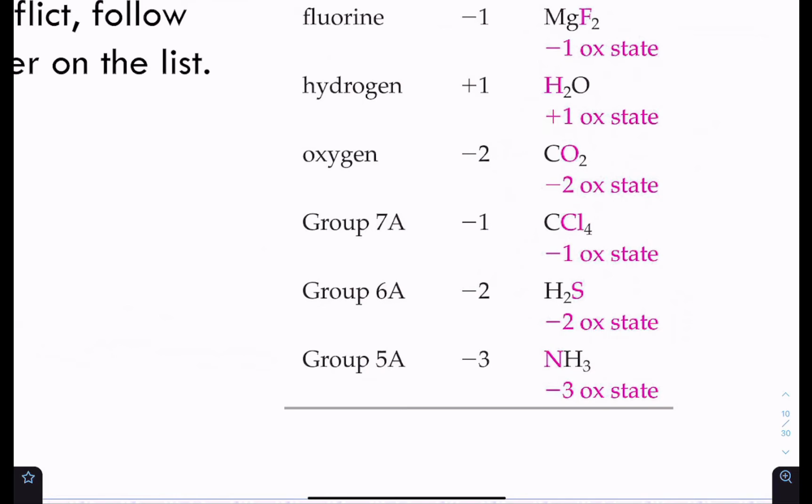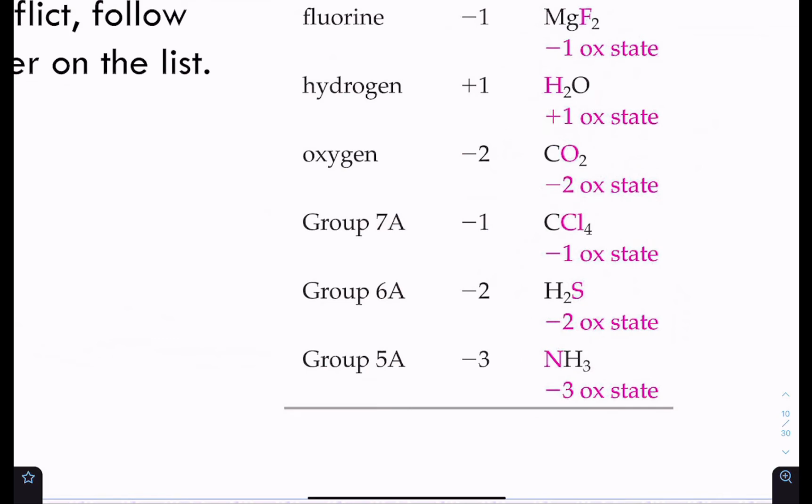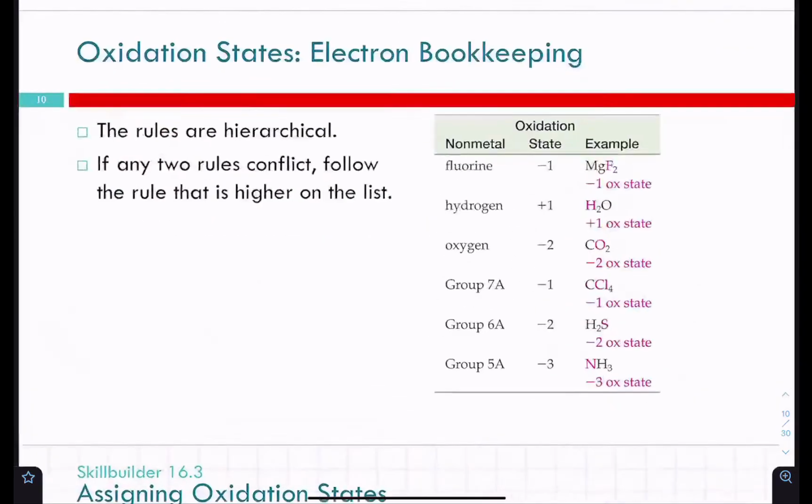I believe the periodic tables that I put on the exams don't have group numbers at all, or at least that one doesn't. Does it always stop at 7A or does it go to 8A? It does, so 8A is just not on this list. Okay, but it does go. Yeah, there is an 8A. Okay.